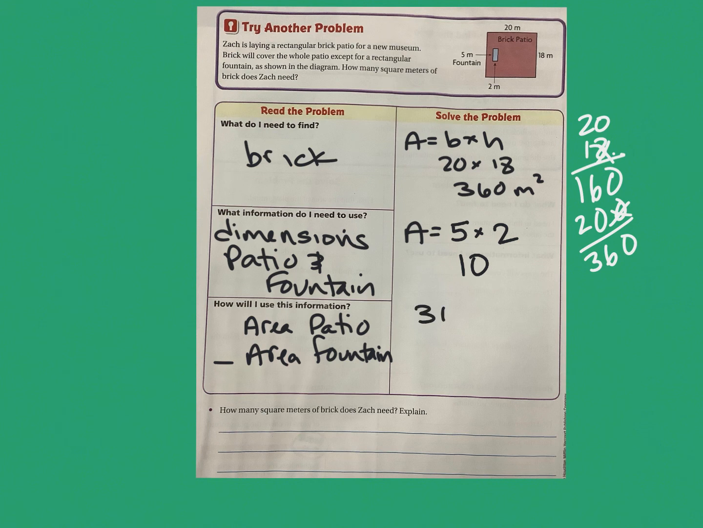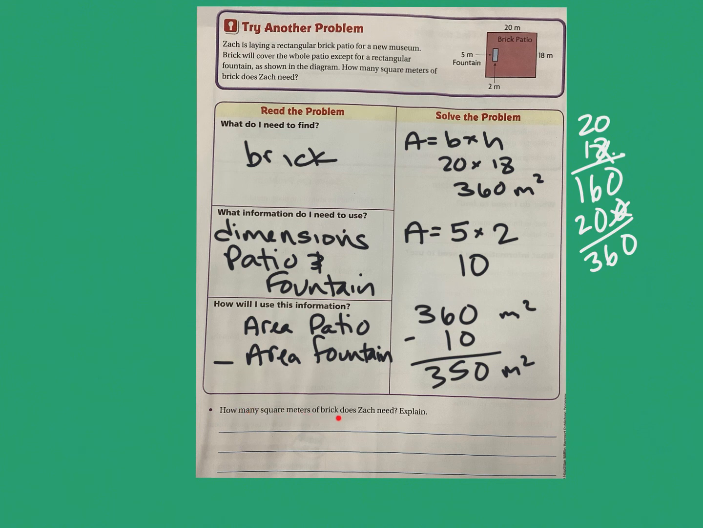And now I will do the 360 meters square minus the 10 meters square to get 350 meters square. That's how much brick he will need. So it's just a matter of looking at what you're doing, drawing a picture if it's not already drawn for you, and putting the pieces of the puzzle together to solve it.